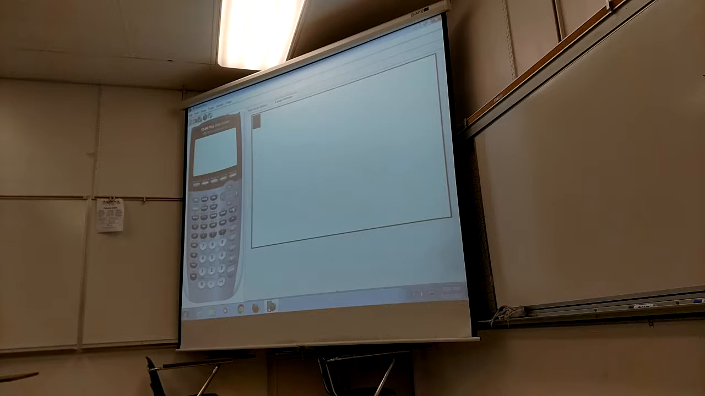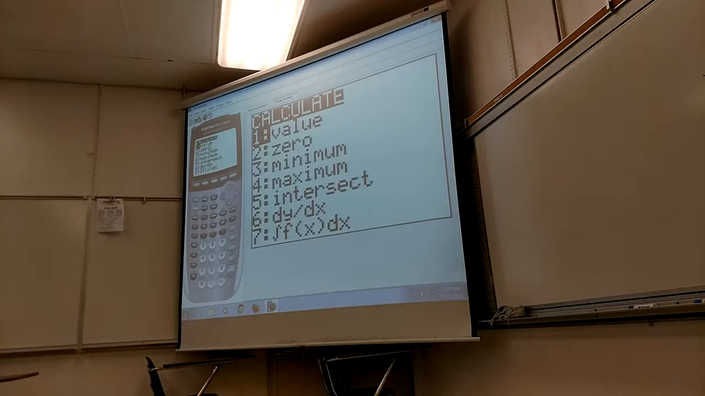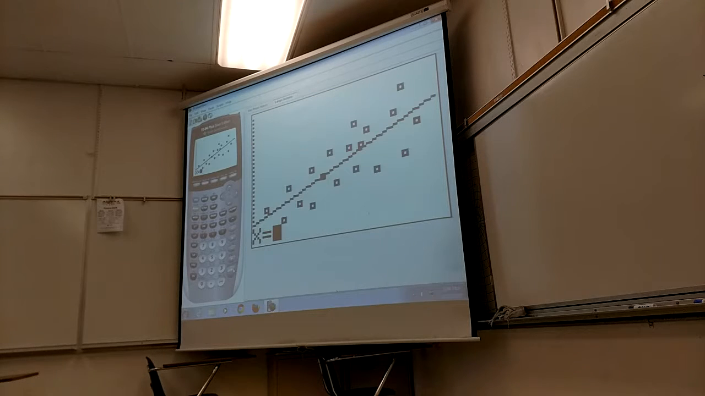Now here's a little tiny bit of a shortcut. See where it says calc up here above trace, go to calc value. I want to calculate a value. If I choose this value, it'll say, what do you want X to be? Well, I want X to be 13. So then it tells me Y is 79.55. Right, that's nice. It better be able to do that. It costs $100.